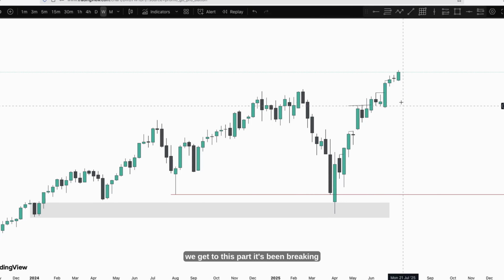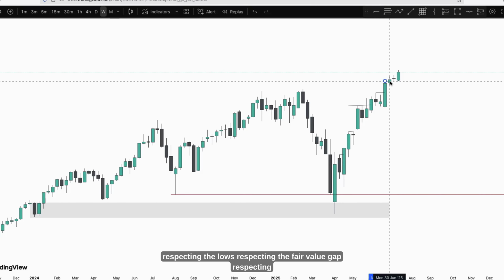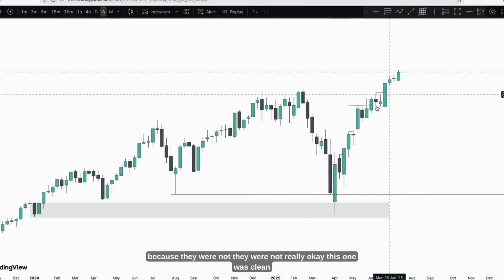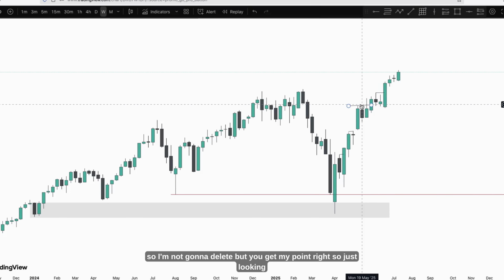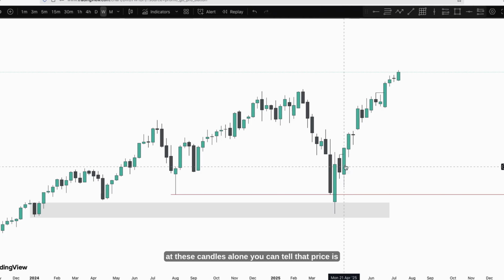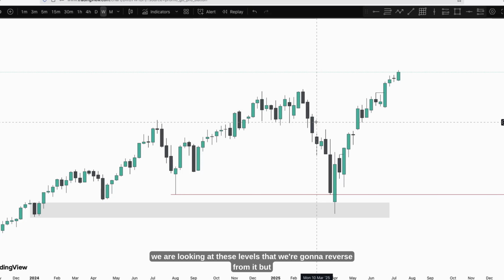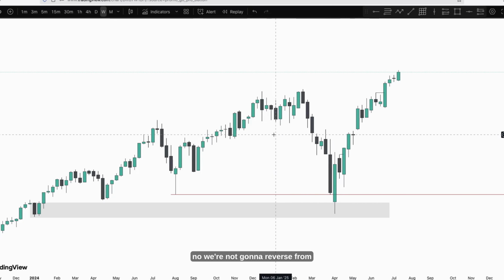It's been breaking highs, respecting the lows, respecting the fair value gap, respecting the order block. Okay, let me delete all this again because they were not really clean. This one was clean, so I'm not gonna delete, but you get my point, right? So just looking at these candles alone, you can tell that price is going higher. So I know a lot of traders were looking at these levels, thinking we're gonna reverse from it, but no, we're not gonna reverse from it.